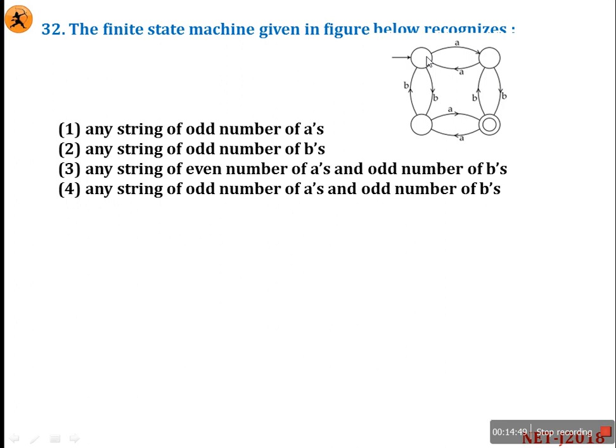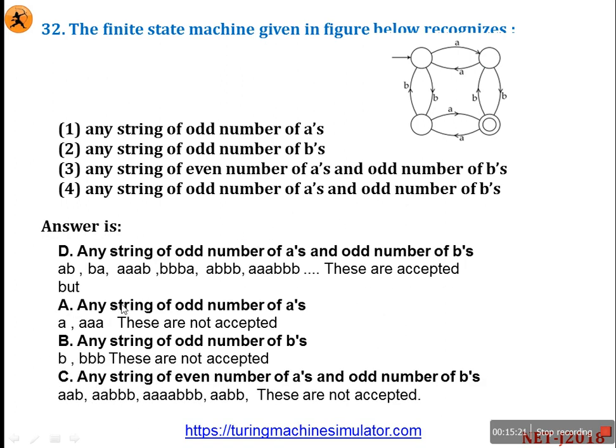Go for the first step only. You came to know 1A 1B you can reach, 1B 1A you can reach. Means what? Any odd number of A's and odd number of B's, 1A 1B you can reach. Look at 1A 1B. If you go back, B means 2B, come back, B means 3B 1A. It requires an odd number of A's and an odd number of B's. So any string with an odd number of A's and an odd number of B's.